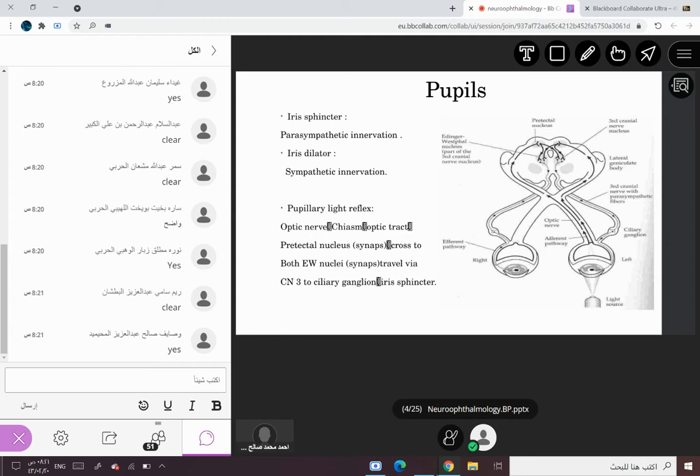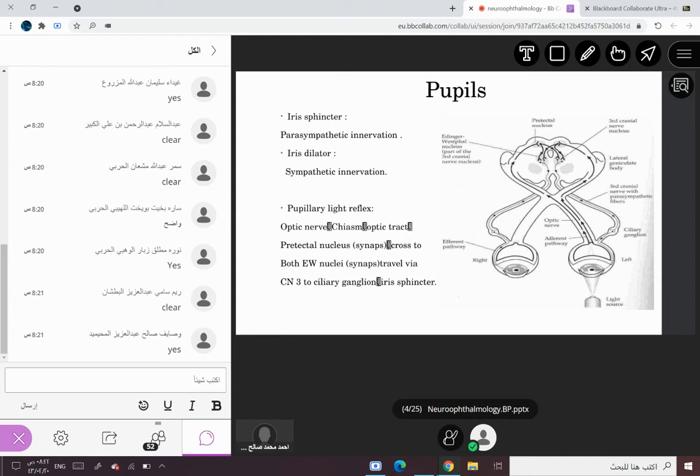Okay, so iris sphincter in normal steady state, which is parasympathetic. Iris dilator in the fight and flight situation where the sympathetic innervation will be innervated, so the iris will be dilated in the situation of sympathetic innervation. Okay.